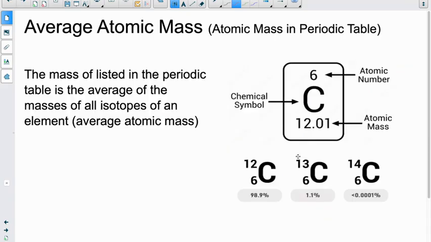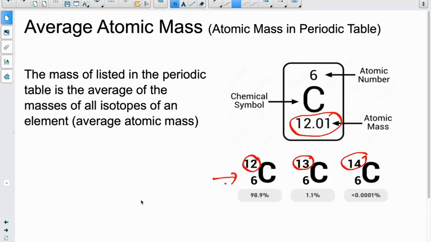Average atomic mass. This is going to be important for you in grade 11 or in grade 10. Basically, average atomic mass is the mass that's listed in the periodic table. This mass is the average of the masses of all three of these isotopes. If you take a look at individual isotopes, they have masses that are whole numbers. These are mass numbers. And all three of these are present in a sample of an element.